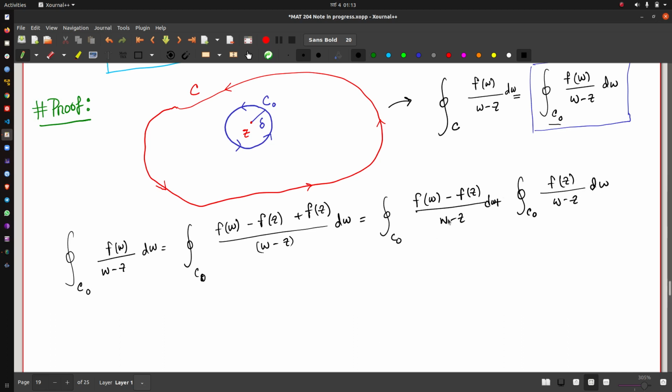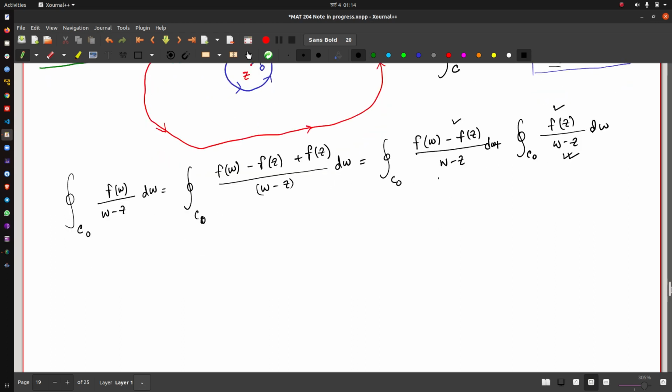Now what we need to do is evaluate these two parts. So let's evaluate this part first. We can already see that there is this f of z term. We are integrating over w, so we can pull f of z outside the integral, because z is a specific point and we are just putting the value of z inside the function. Let's call this the first part and the other one the second part.